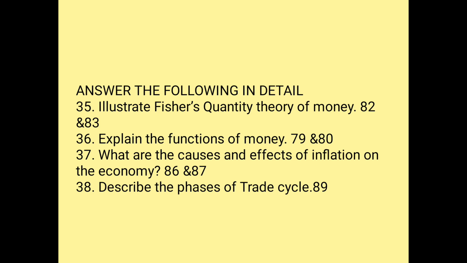Lastly, we can see your detailed questions, and the page numbers are given. The 35th question is on pages 82 and 83. 36 is on 79 and 80. The 37th is 86 and 87. And the 38th one, the trade cycle, is 89. So the page numbers are given.